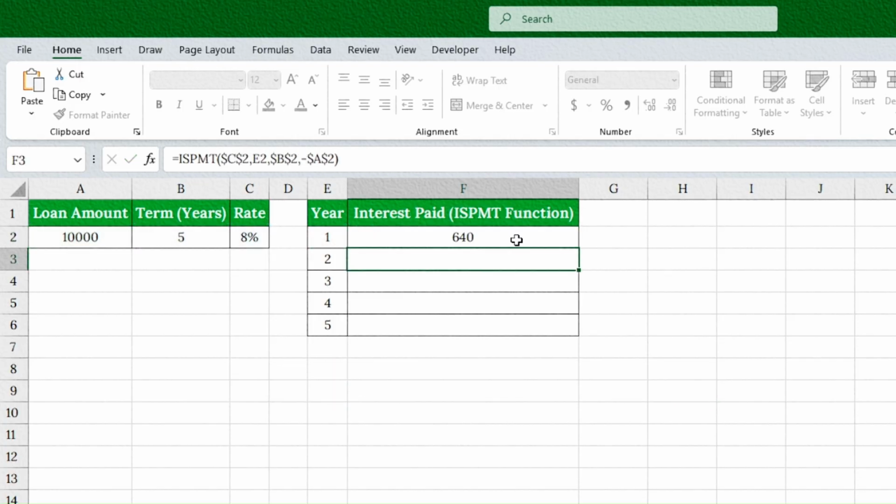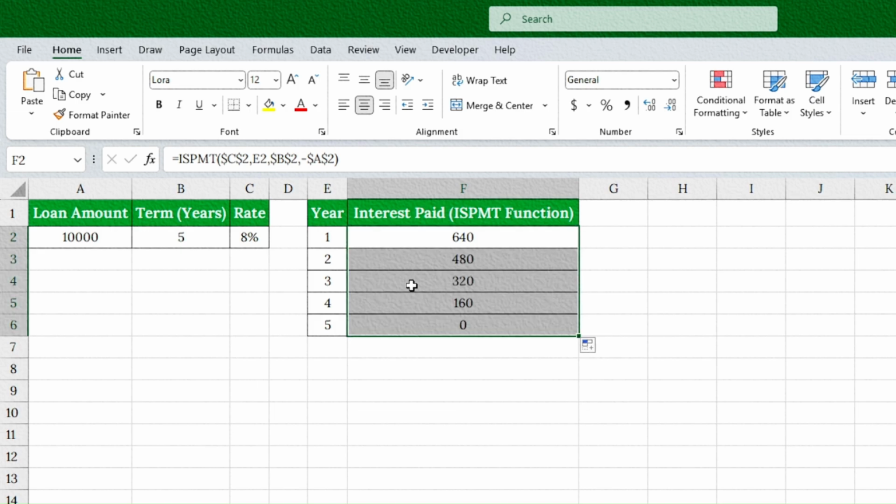Press enter, and boom, you get $640. That's the interest paid in year 1. Now, just drag the formula down to fill all 5 years. And watch how the interest drops each year.